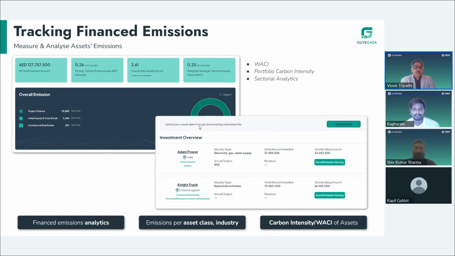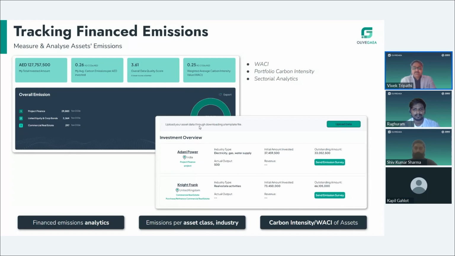It tells you, at an overall overview level, the emissions coming from the various different investments of yours. It also helps you understand the portfolio carbon intensity, weighted average carbon intensity, and overall data quality score. As I was emphasizing, the tool gets you to know exactly what the data score of your overall financed emission is going to be. And it also helps you engage with your investees at the same time.